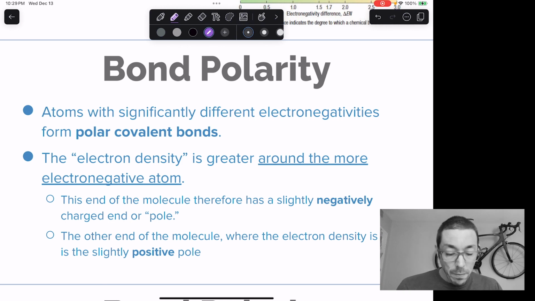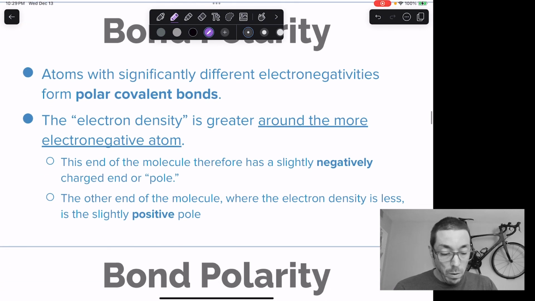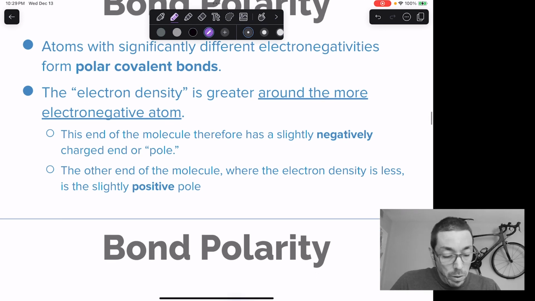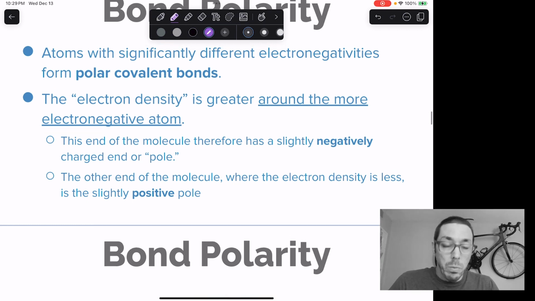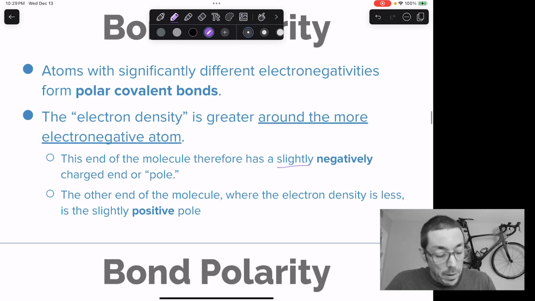So if we have a noticeable difference in electronegativity, then we do have polar covalent bonds. And so that means the electron density is focused more around the more electronegative atom. So the end of the molecule therefore has a slightly negatively charged end, or pole. That's where the word polar comes from. So slightly negative is represented by this symbol here.